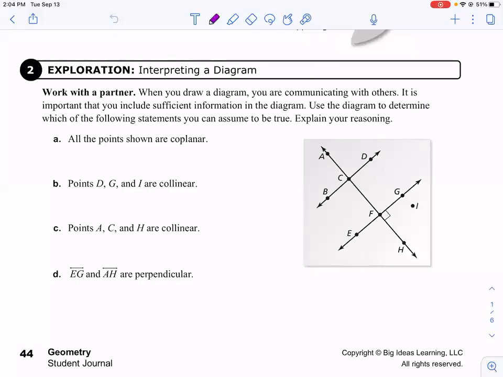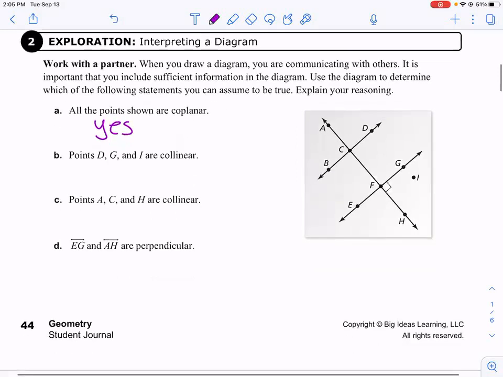In this section, we need to be able to use logic and our postulates and theorems to understand what's true or what we can assume is true from a picture. Okay, so Addie, are all points shown here coplanar? Yes. Okay. Do you guys write true, false, or yes, no? Okay. Doesn't matter. No. All right.